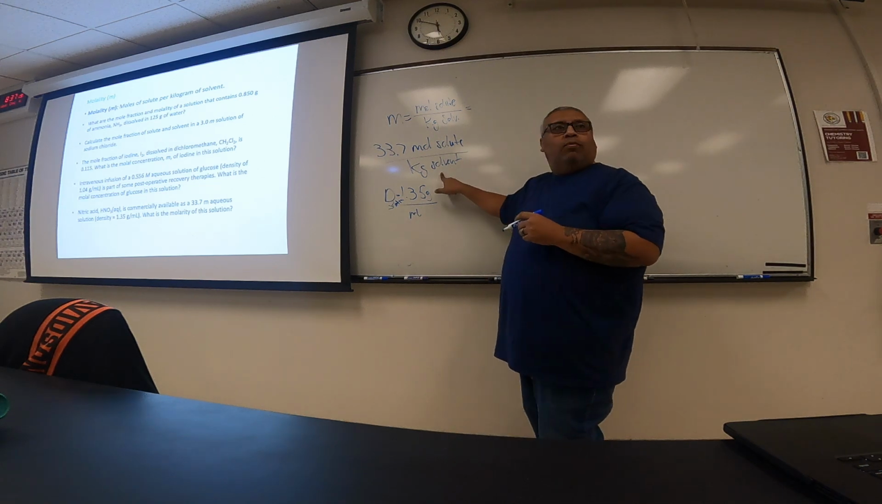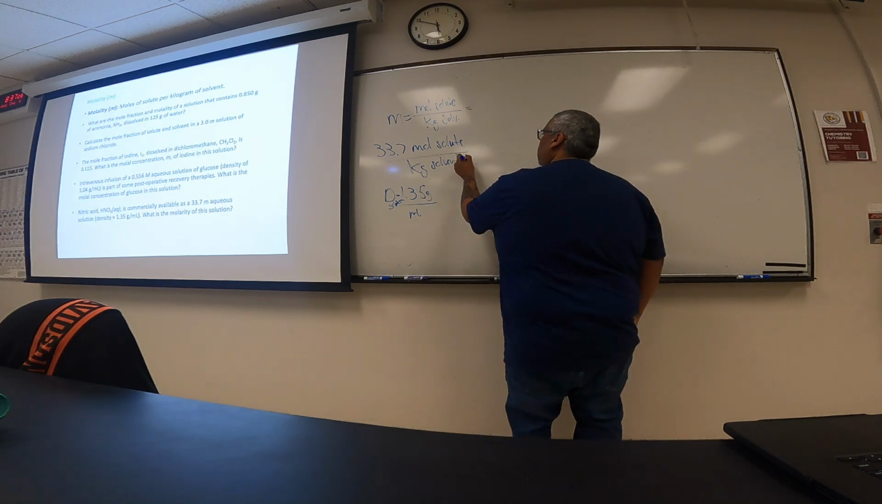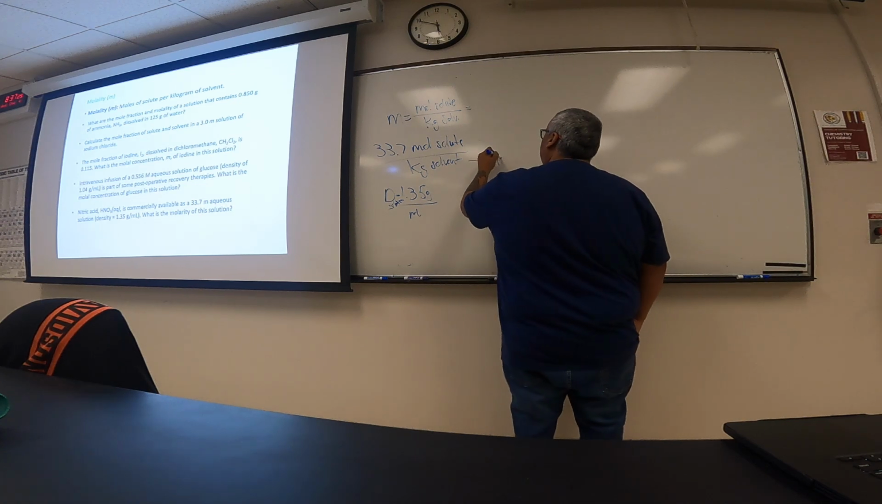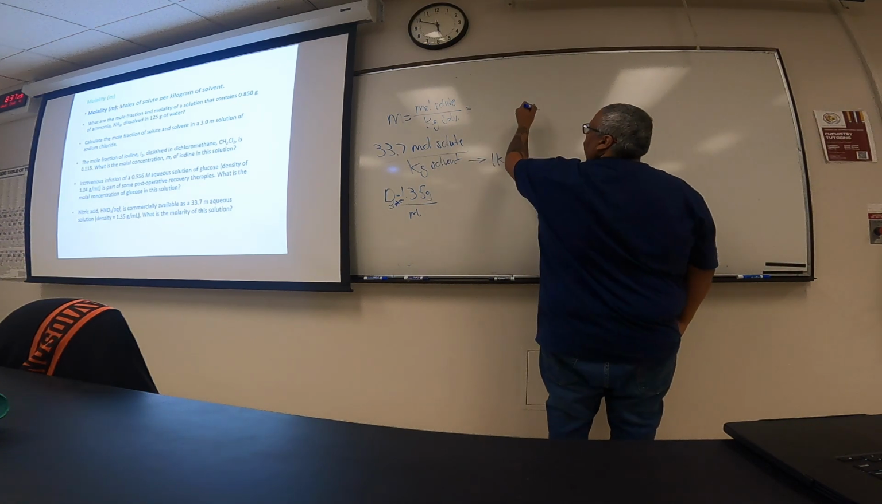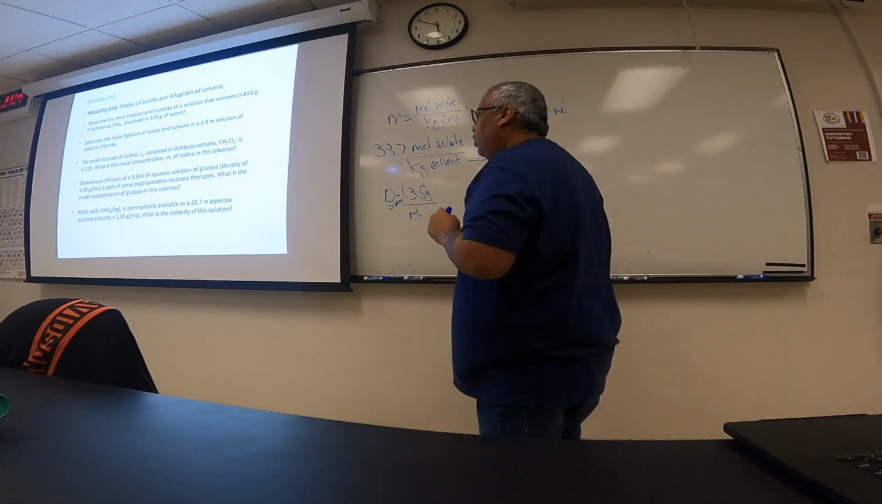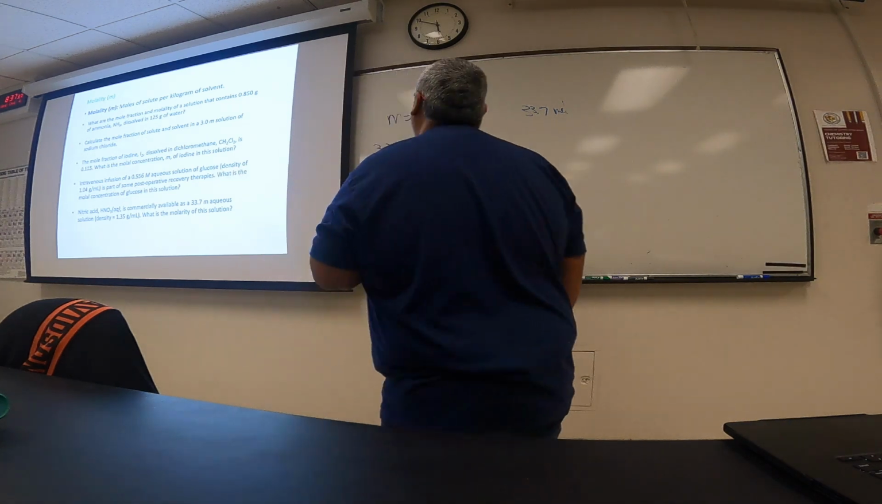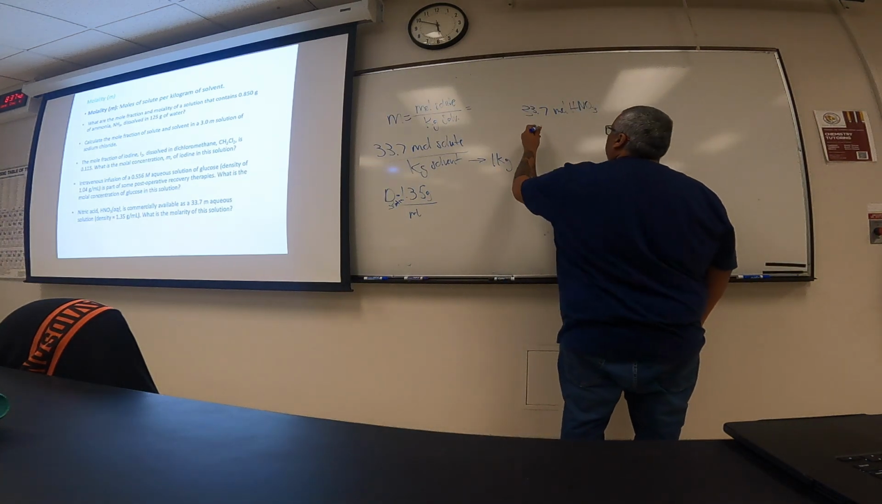But the mass of the solvent we already have. What's the mass of the solvent? It's 1, yeah. So the mass of the solvent is simply equal to 1 kilogram. Now we need the mass of the solute. So we're going to take 33.7 moles, and what is it we're using here? Nitric acid. So moles of nitric acid.